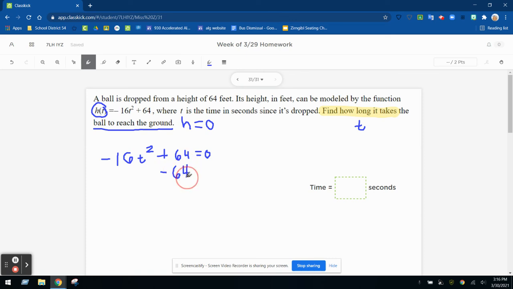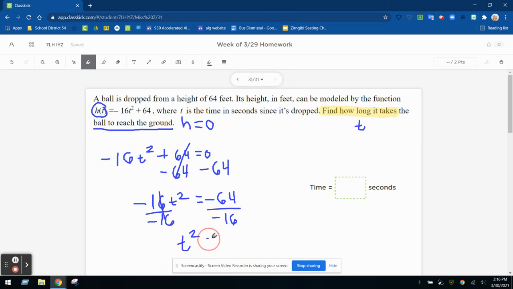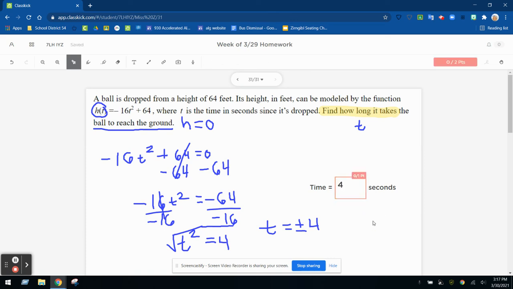So I'm going to subtract 64. I'm going to get negative 16t squared equals negative 64. And then I'm going to divide by negative 16, where I will get t squared equals 4. And from there, I will take the square root of both sides, and that'll give me t equals positive or negative 4. Again, we're talking about time. I cannot have a negative time, so I'm not going to have a negative answer. I'm only going to use my positive answer. So my time is going to be 4 seconds.